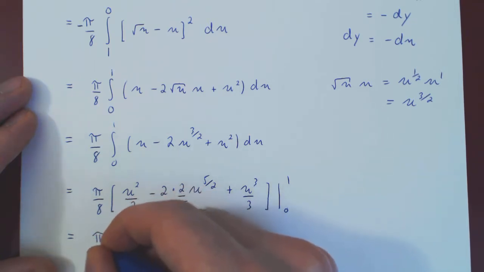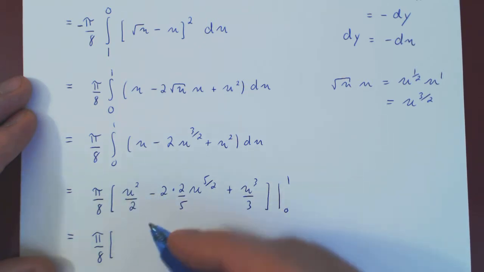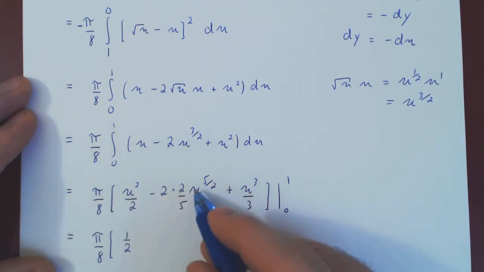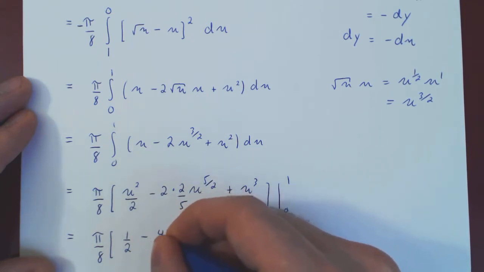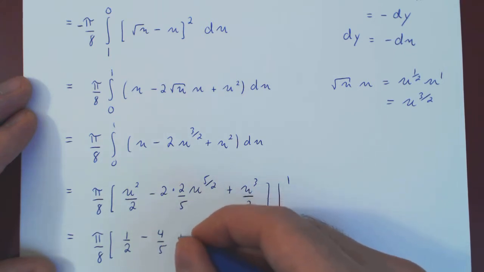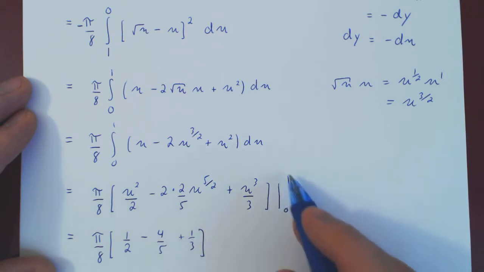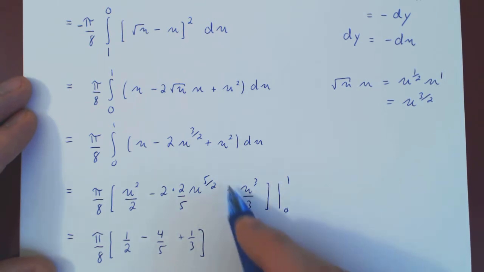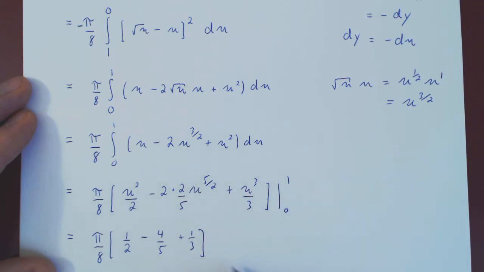So we have pi over 8. Antiderivative at 1, so 1 over 2. 1 to any power is 1, so minus 4 over 5. Plus 1/3. So here's our antiderivative at u equals 1, minus, of course, the antiderivative at u equals 0, but 0 to any positive power is 0, so the antiderivative at 0 is 0, so we subtract nothing. So there is the final answer.